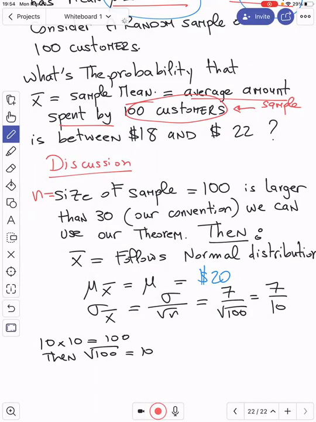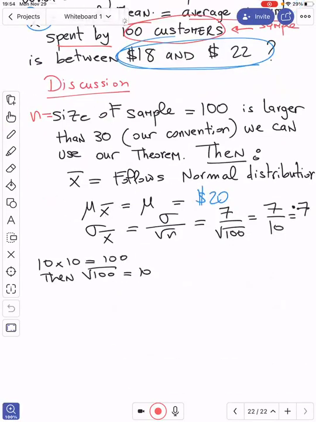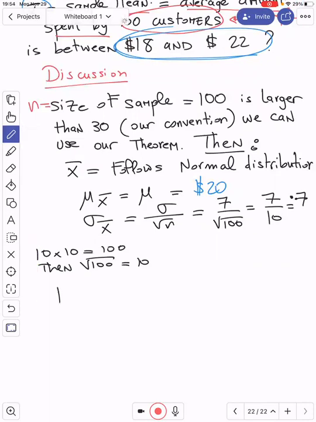All right, so 7 over 10, that's 0.7 or 70 cents. Okay, 0.7. This is 0.7. Okay, so now we want the probability that X bar is between 18 and 22, right? So we need to find the probability that X bar is between 18 and 22, right?